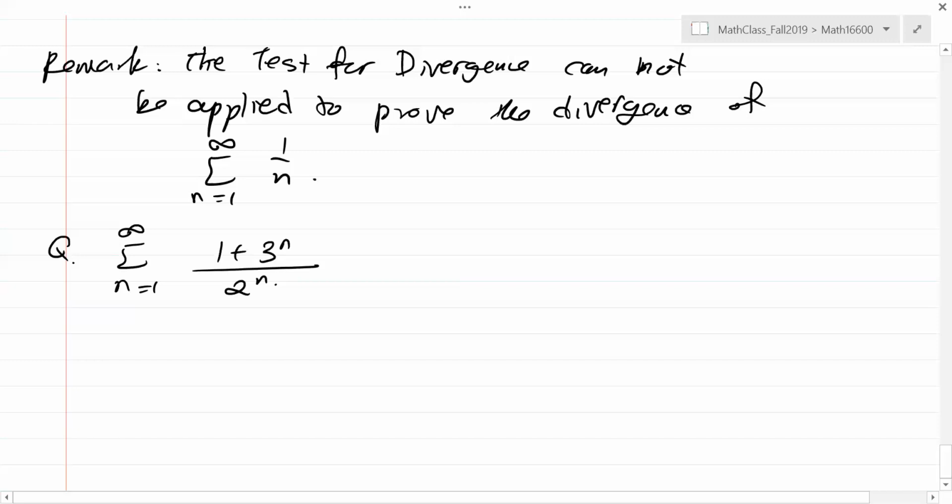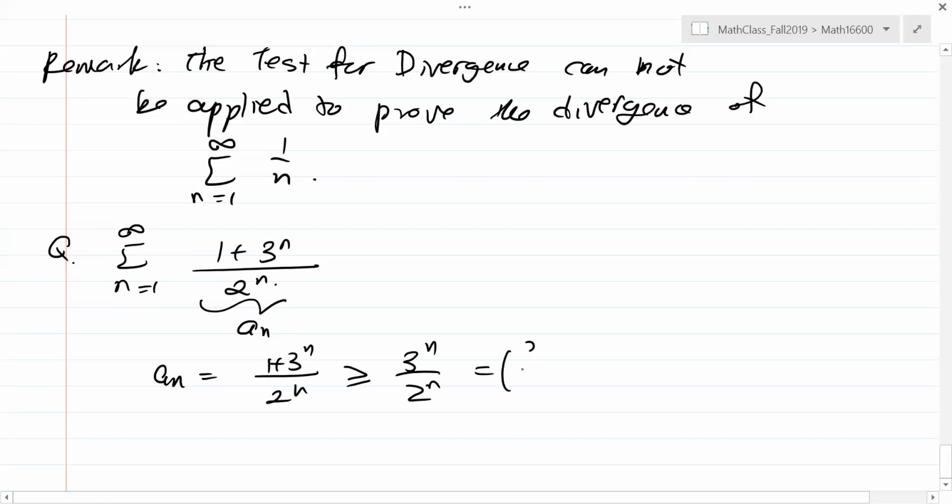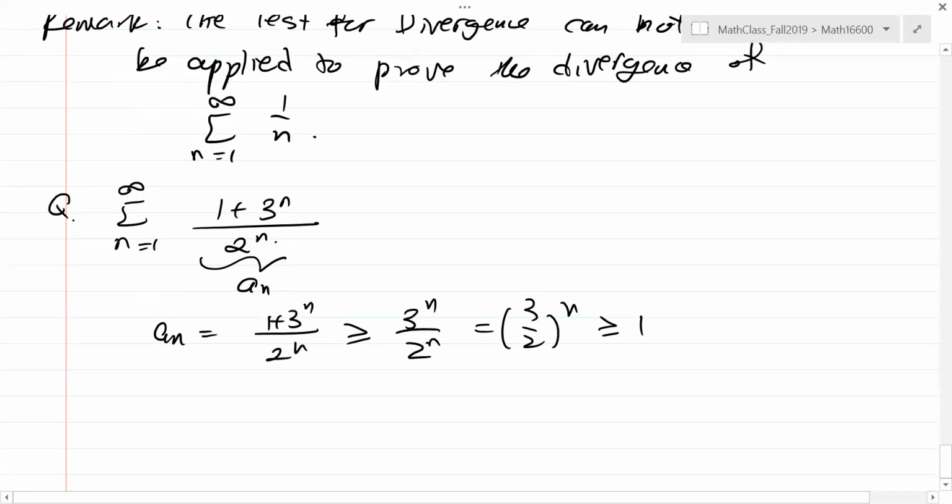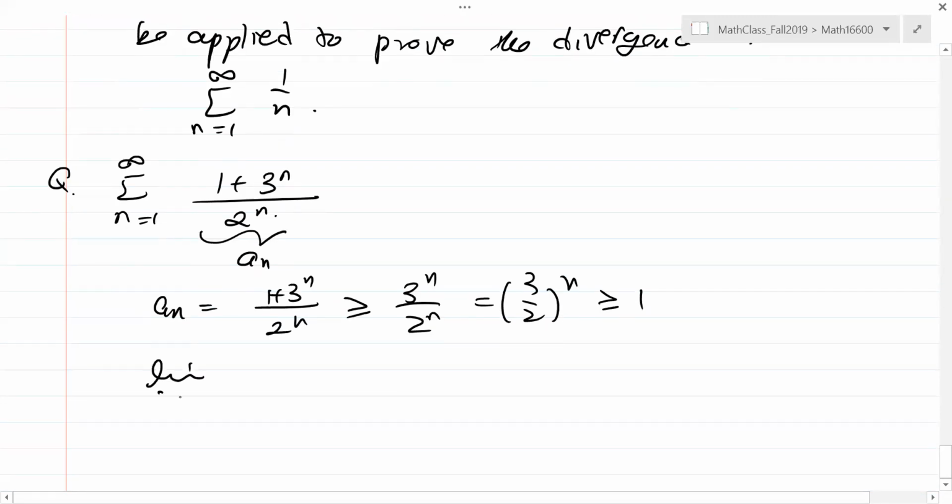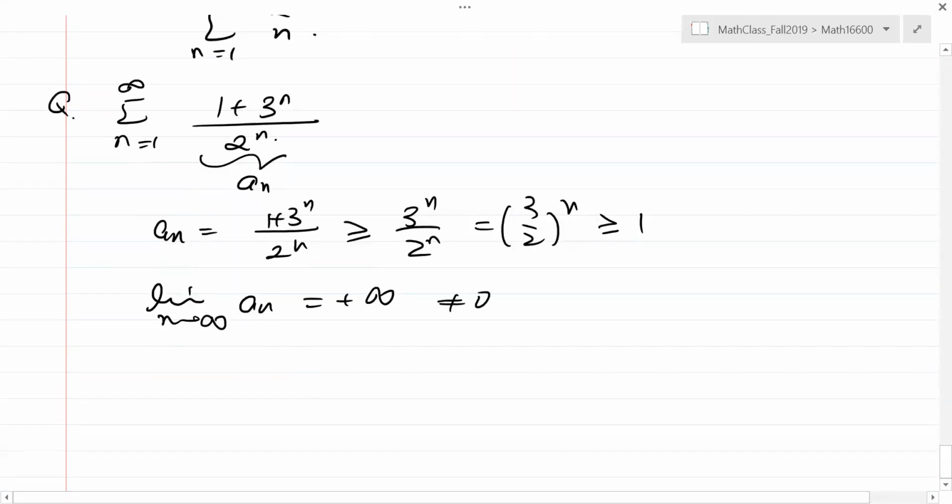All right. If you look at the nth term, clearly it does not approach 0. That's the reason. The term is greater than or equal to 3 to the power n, which is greater than 1. It actually approaches infinity; if you look at the limit, it's going to be positive infinity. It's not going to be 0.